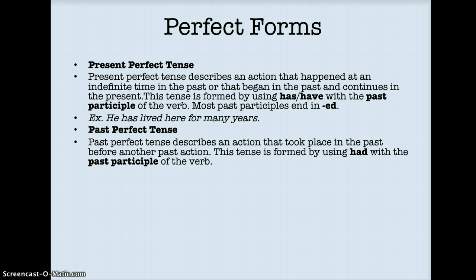Past perfect tense. Past perfect tense describes an action that took place in the past before another past action. This tense is formed by using had with the past participle of the verb, meaning by the time the troops arrived, the war had ended. Notice ended, meaning our past participle.